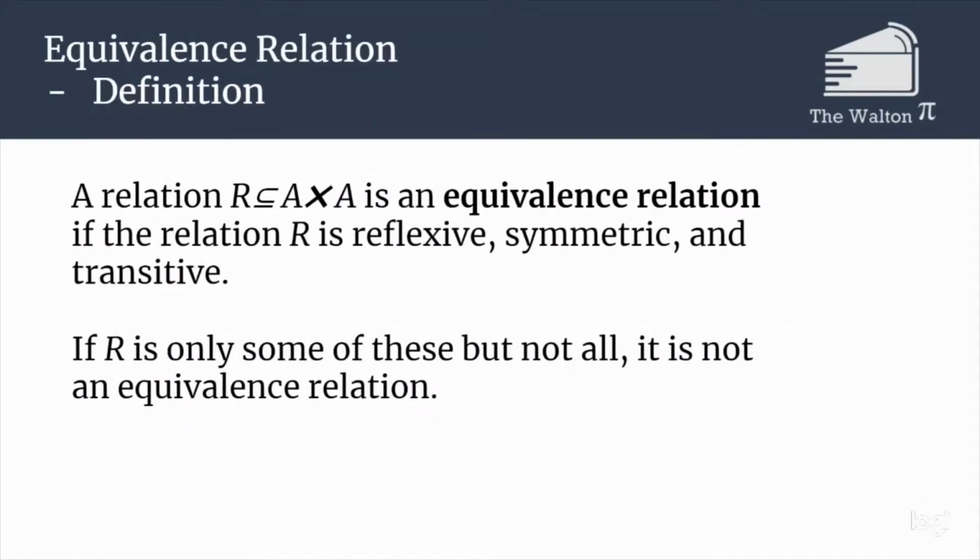Now that we've defined symmetric, reflexive, and transitive relations, we can define what an equivalence relation is. A relation is an equivalence relation if it is reflexive, symmetric, and transitive all at the same time. If it's only some of them but not all of them, it is not going to be an equivalence relation. It needs to be all three.